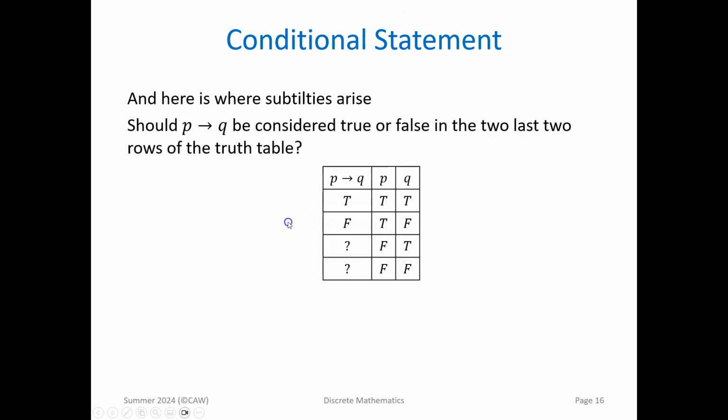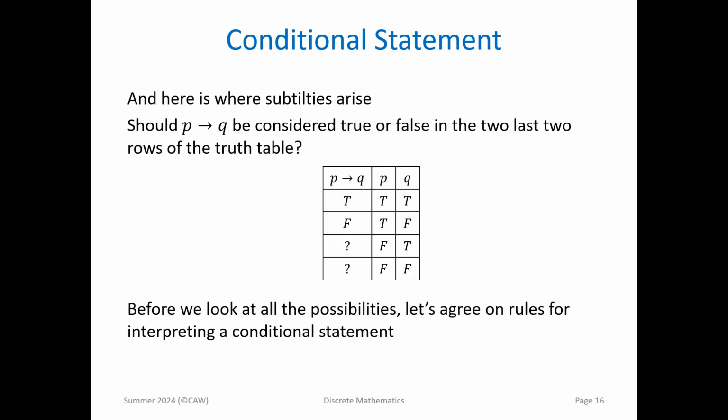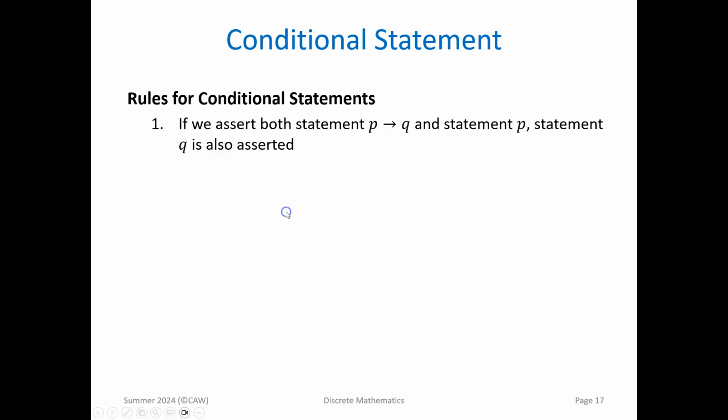And this is where the subtleties arise, as I've already mentioned. Should P then Q be considered true or false in the last two rows of the truth table? There's always a question about that. But before we look at all the possibilities, let's agree on rules for interpreting a conditional statement in the language. I think there are two rules. The first is the essence: if we assert both the statement P then Q and the statement P, the statement Q is also asserted. That should make sense.